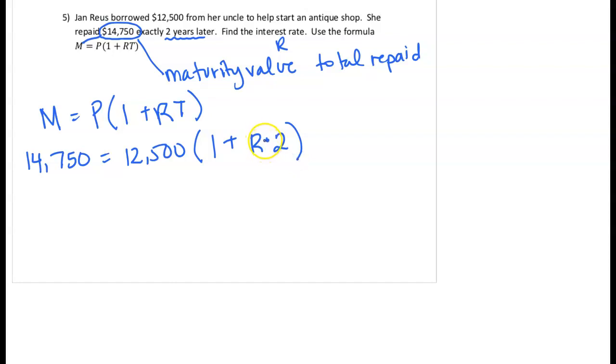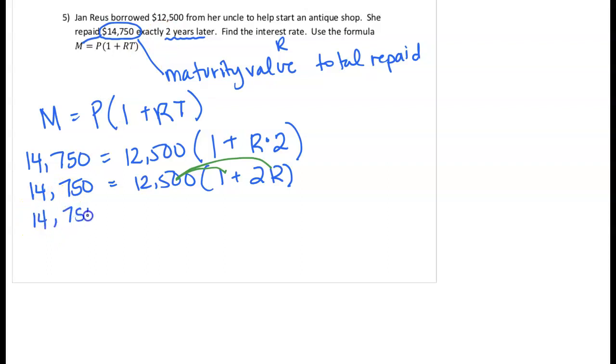Now again, I'm going to start to make this look a little bit more like we're used to. We don't usually see R2, so I'm going to rewrite that as 2R. So 1 plus 2R. The next thing I'm going to do is I'm going to use distribution on the right-hand side. 12,500 times 1 and 12,500 times 2R. So my left is going to stay the same. 14,750 equals 12,500 times 1 is 12,500 plus 12,500 times 2R would be 25,000R.